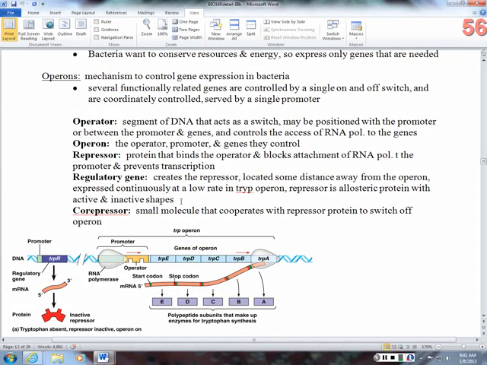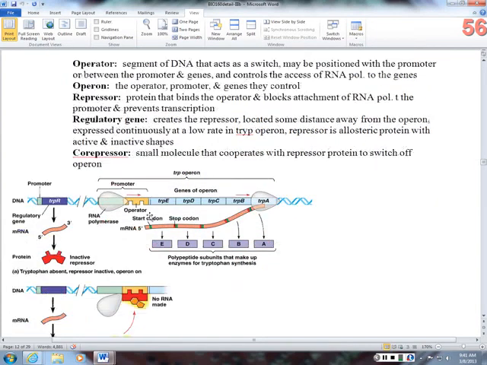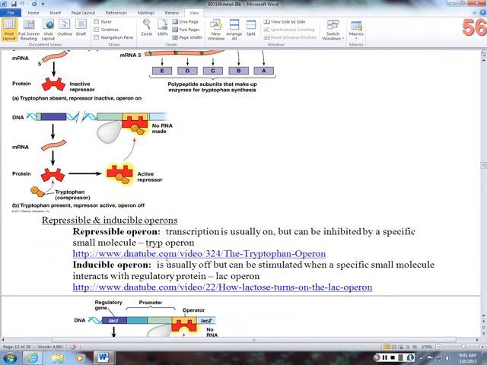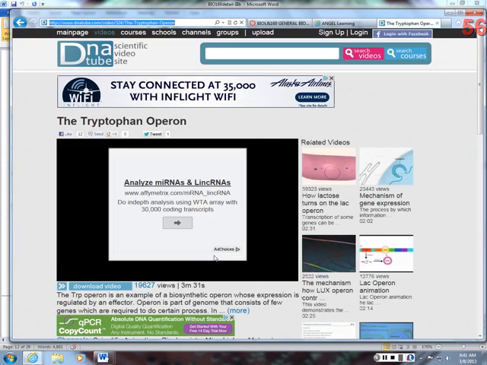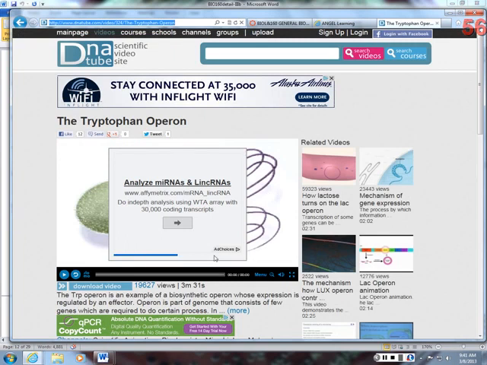And then there is a regulatory gene that's going to create the repressor in there. Sometimes it's located some distance away from the operon, other times it's close. A lot of times it's going to be expressed at a continuously low rate. In the example we're going to look at, the tryptophan operon. And it's an allosteric protein that it's going to have active and inactive shapes. And then a co-repressor is a molecule that's going to cooperate with it and change its shape in there. And being able to watch these in a video is going to make a lot more sense of it than looking at a picture in there.